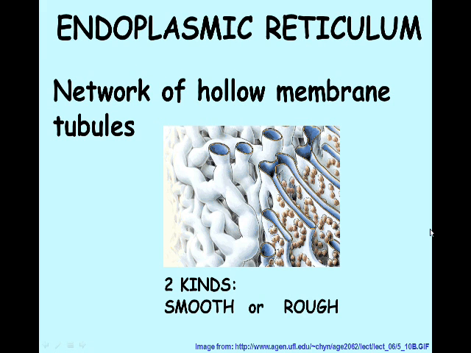Today we're going to talk about endoplasmic reticulum. Endoplasmic reticulum, or ER, is a network of hollow membrane tubes that run throughout the cell. Basically there are two kinds of ER, and they're named for what they look like under the microscope. Some of the tubing is very smooth looking on the surface. We call it smooth ER. And some of the tubing is very bumpy or rough looking on the surface, with all these little bumps all over, and that's called the rough ER. We're going to talk about those two kinds of ER and what they do for our cell.